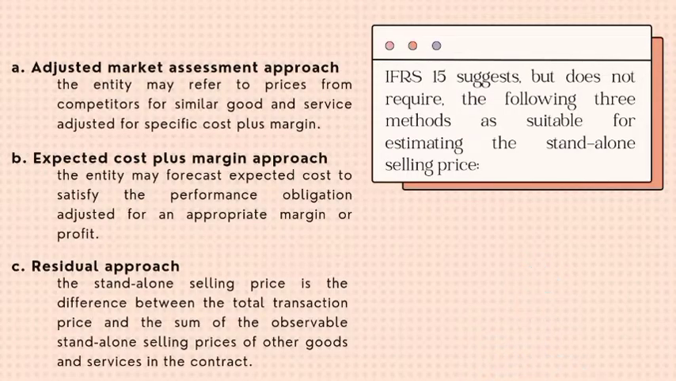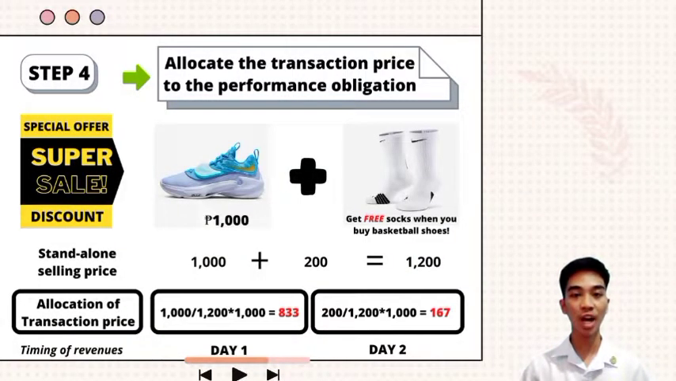Step number 4 is to allocate the transaction price to the individual performance obligations in the contract. To better understand how allocation of transaction price happens, let us take a look at this illustration.